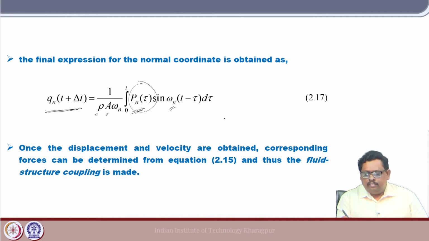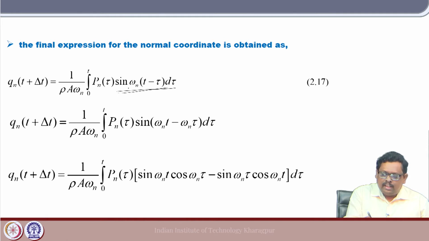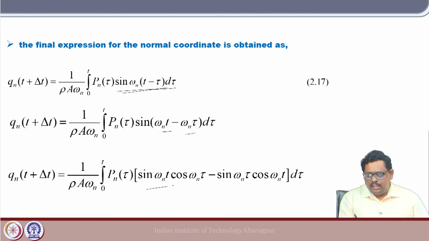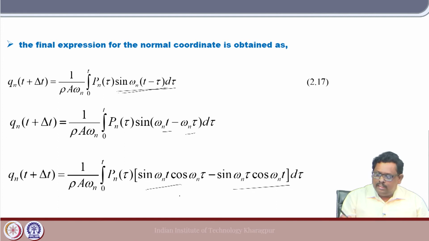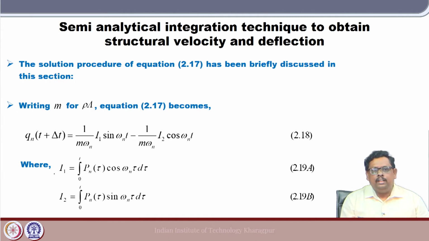Now, how do I solve 2.17? In 2.17, we write sin omega_n(t minus tau) as sin(omega_n t minus omega_n tau), and expand it into sin and cos terms. Here you can see in 2.17 that q_n(t plus delta t) has two components. This integration is with respect to tau, not t. Therefore, we can write equation 2.17 in terms of two integral components, one driven by sin omega_n t and another driven by cos omega_n t.